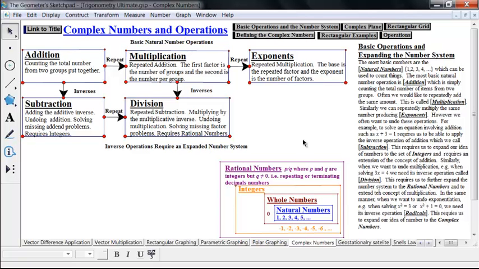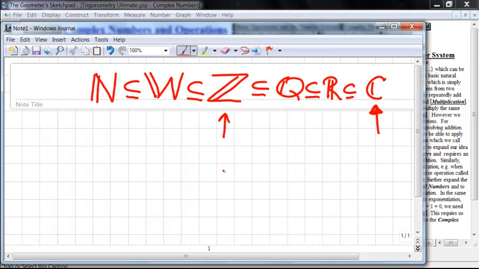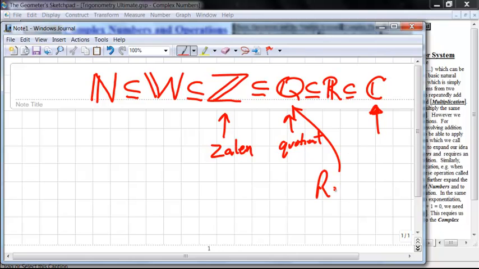So we can think of division as repeated subtraction. We can also think of it as multiplying by the multiplicative inverse, or undoing multiplication. We use that for solving missing factor problems, and that requires us to go out to the rational number system. The rational numbers are quotients of integers, so we use a Q for those, reserving the letter R for reals. And by the way, the letter Z for the integers is for the word Zahlen, which is German for integers. This is Q for quotient, that's the rational numbers, and that is the integers.